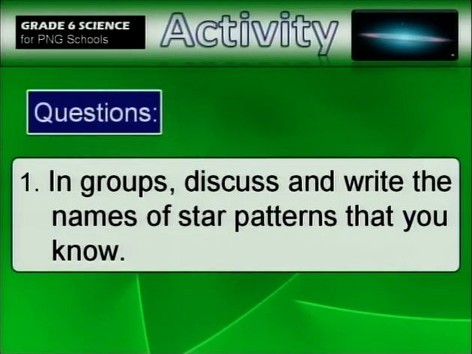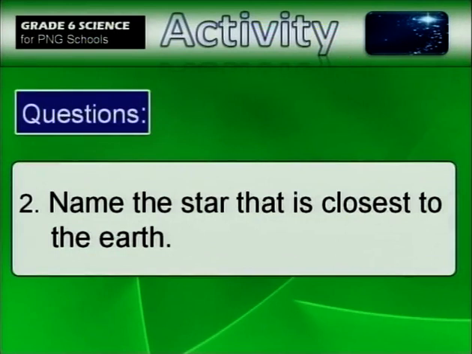Okay, you can write the question down. I'll give you 1 minute to just write the question down. And then we'll move on to the next question. All right, question number 2. Name the star that is closest to the Earth. So you write that question down into your exercise book.